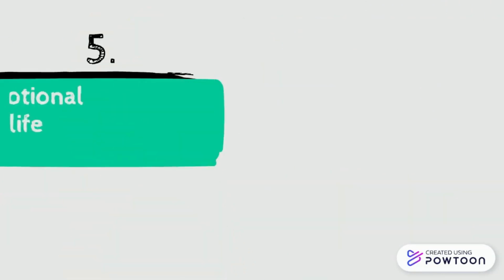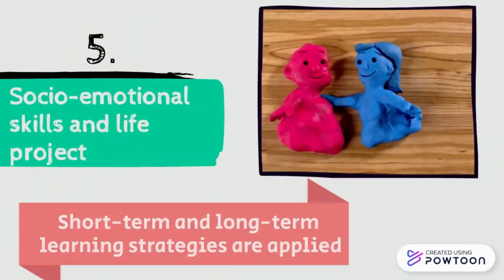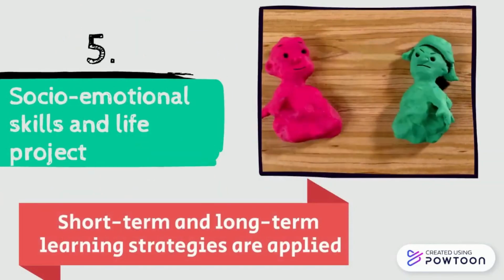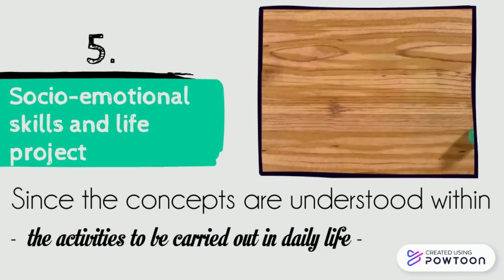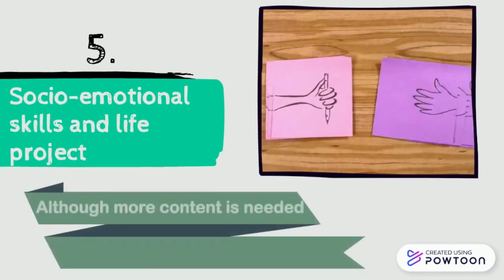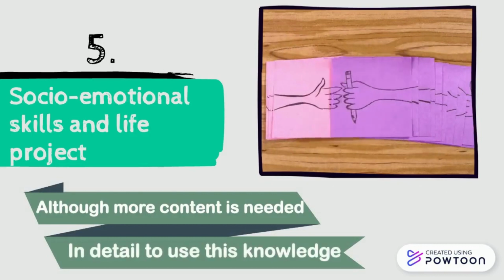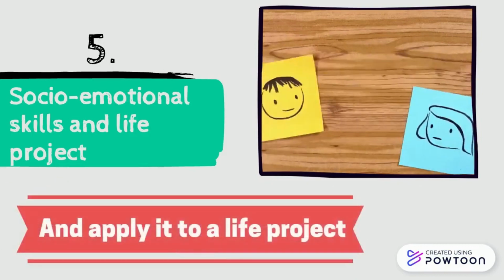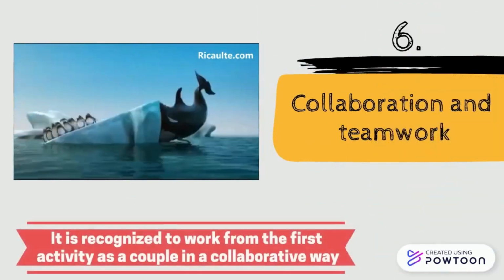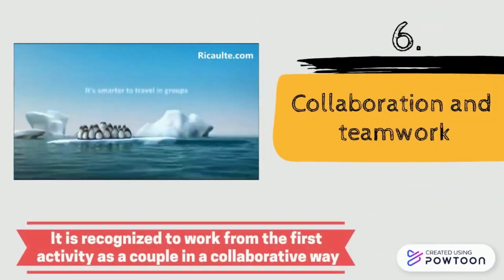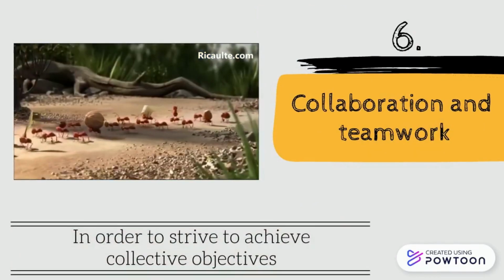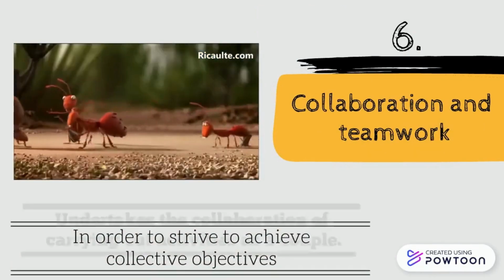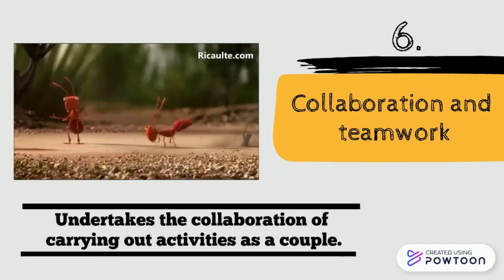Number 5. Social-emotional skills and life project. Short-term and long-term learning strategies are applied, since the concepts are understood within the activities to be carried out in their life, although more detailed content is needed to use this knowledge and apply it to a life project. Number 6. Collaboration and teamwork. It is recognized to work from the first activity as a couple in a collaborative way. In order to strive to achieve collective objectives, the students undertake collaboration, carrying out activities as a couple.